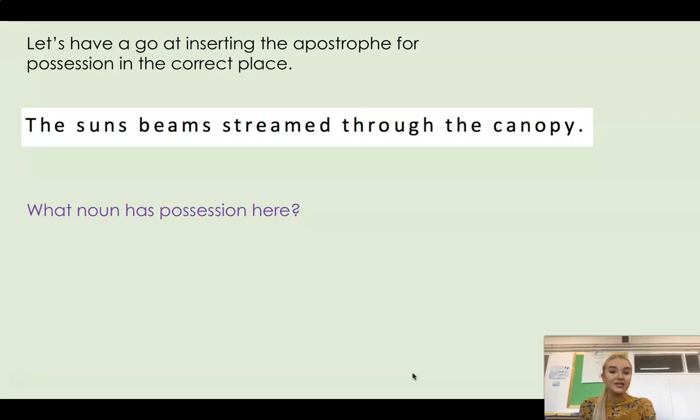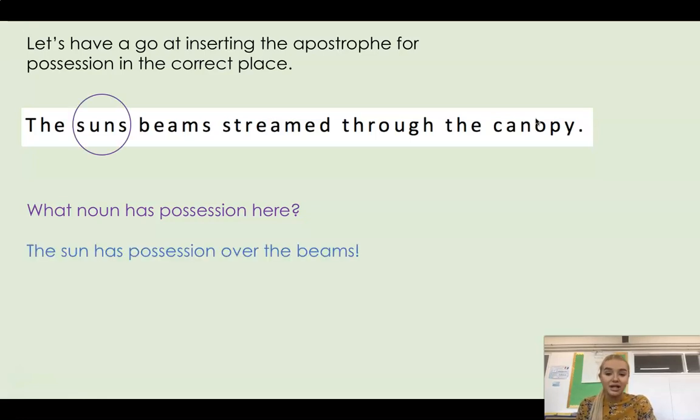So we've got the sentence here, the sun's beams streamed through the canopy. Oh, doesn't that sound delightful? The sun's beams streamed through the canopy. What noun has possession here? So we can see that we've got some nouns here. We've got sun, suns, beams, canopy. Which of these nouns has possession? Well, I know that the sun could own the beams. The beams, could it own the streamed? No, it couldn't. So the beams don't own anything. And the canopy, does that own anything? Does that have possession? No, it doesn't, does it? So the sun has possession over the beams.